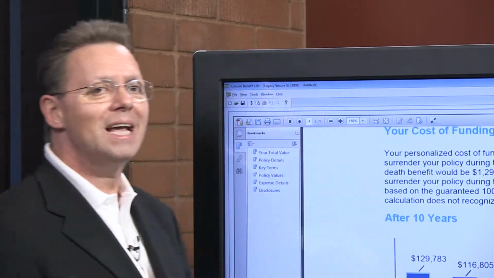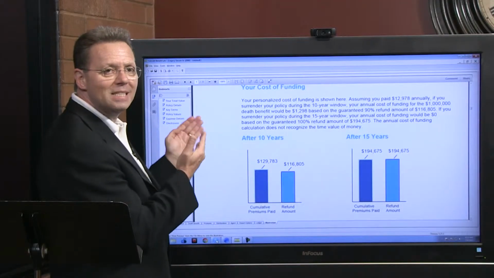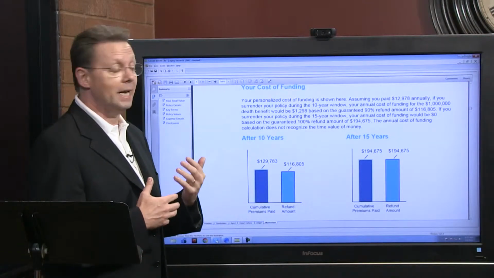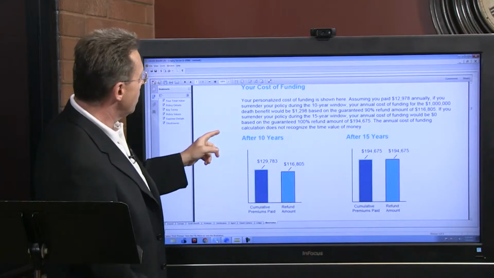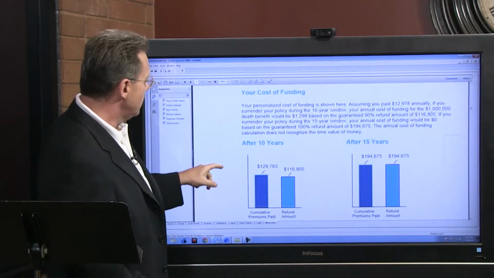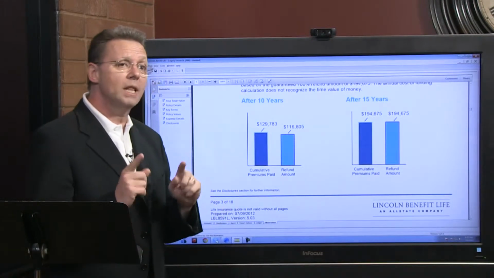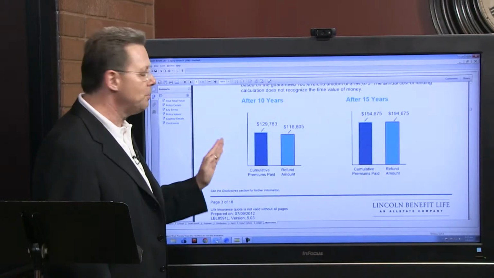This is why I like this software. It's so easy to use. It has a built-in embedded sales track to it. And if you're uncomfortable with expressing it spontaneously, you can go ahead and use this as your track. So here we are, your cost of funding. It shows after 10 years. And also, in this specific case with Lincoln Benefit, Lincoln gives an option for refund.